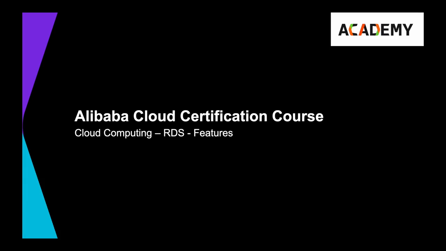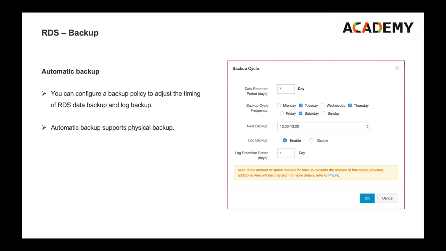Let's now look at some of RDS's key features. We'll start with backup. RDS offers automatic backup, meaning you can create a backup policy and adjust the timing of RDS data and log backups. You can see an example of that on the right.